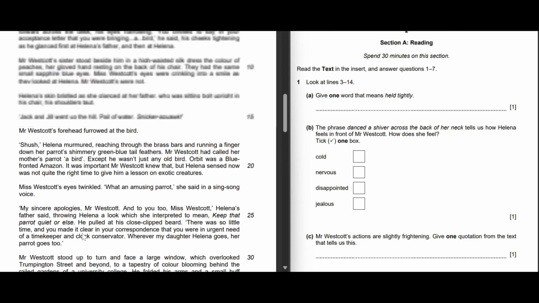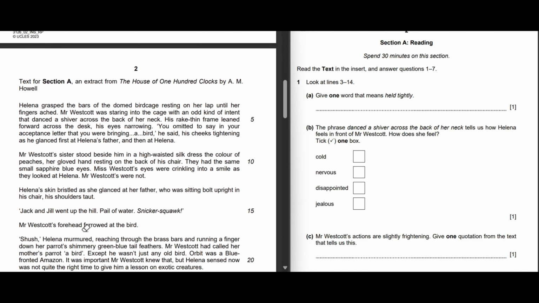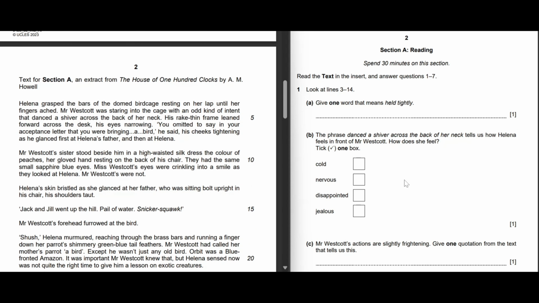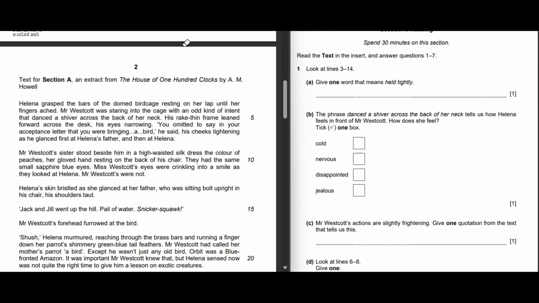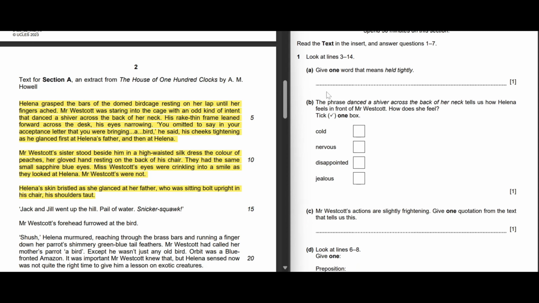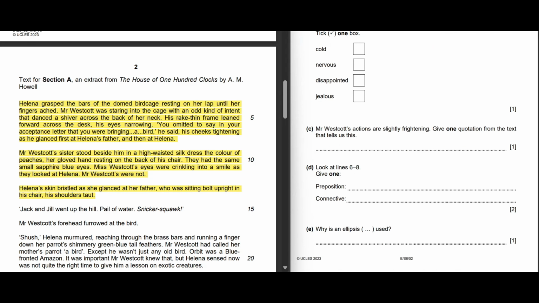Alright, that's done. Now let's see the questions. Question number 1: look at lines 3 till 14. So let's see lines 3 till 14. This is line 3 till 14, to answer question 1, A, B, C, D, and E.